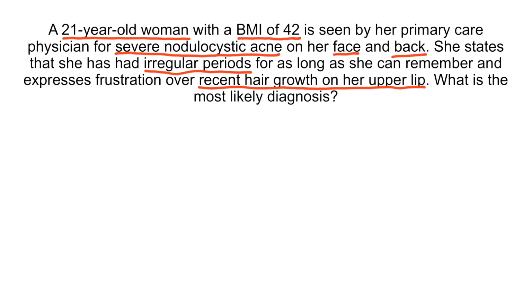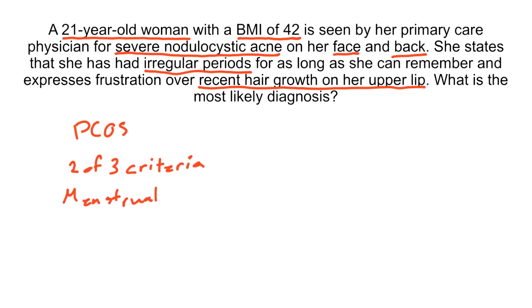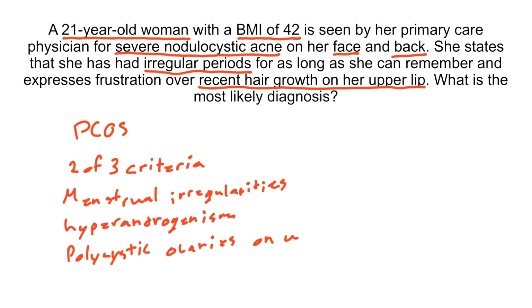The most likely diagnosis here is polycystic ovarian syndrome, or PCOS. While PCOS is largely an OBGYN topic, it is pertinent to this lecture because it is a common cause of acne, particularly in those with an elevated BMI. The criteria for making this diagnosis should be committed to memory. To diagnose PCOS, 2 of the following 3 criteria must be met. The first is menstrual irregularities, the second is hyperandrogenism, and the third is polycystic ovaries on ultrasound.